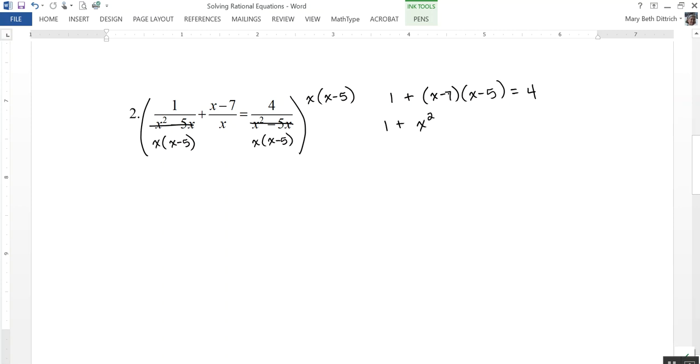That's going to give me a negative 12x plus 35 equals 4. And here my x squared term does not cancel out, so I'm going to have a quadratic equation to solve. Recall that to solve a quadratic equation, we want to set it equal to 0. So 1 plus 35 gives me 36, and then when I subtract this 4, I'll get 32.